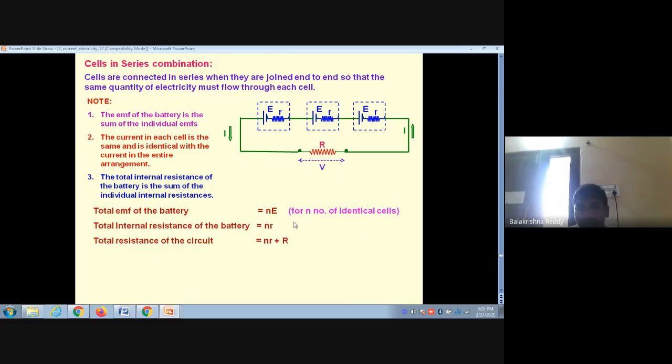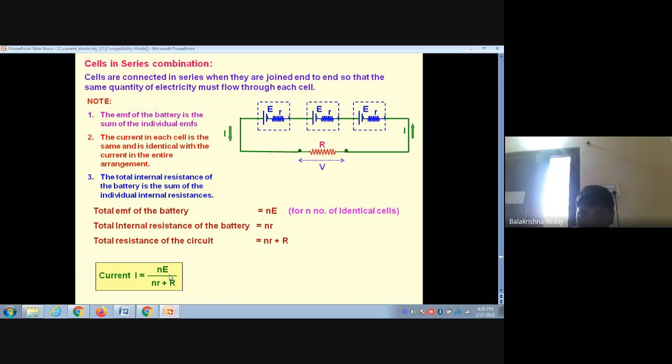This is also identical. Now the total resistance of the circuit, when you are taking internal resistance as well as external resistance, both we have to take here. So therefore n into r plus capital R we are writing, because it is connected in series. Now we know the EMF, we know the total resistance in the circuit. So I equal to V by R from Ohm's law.